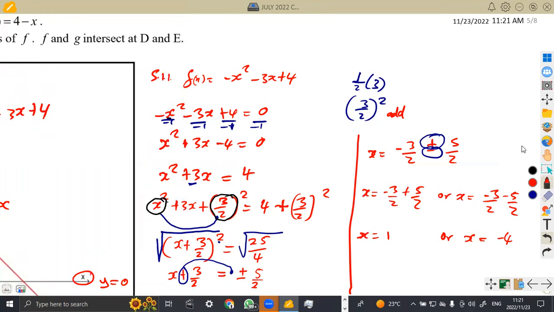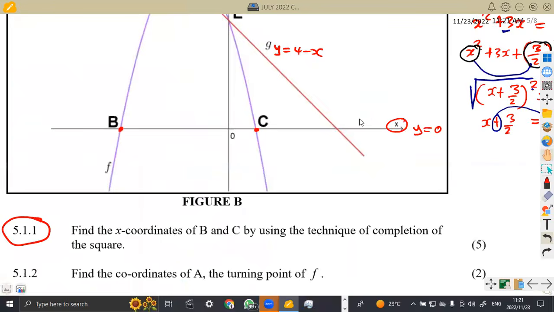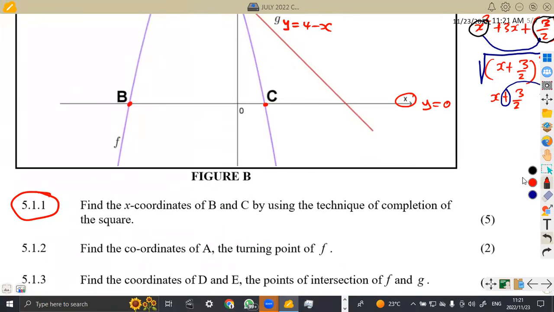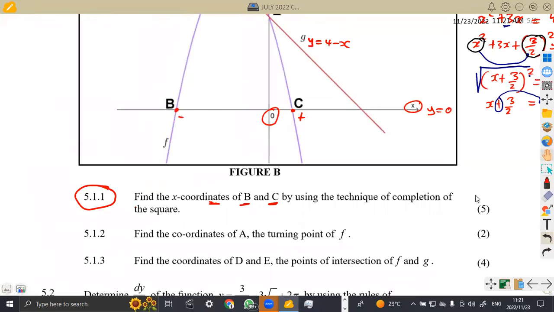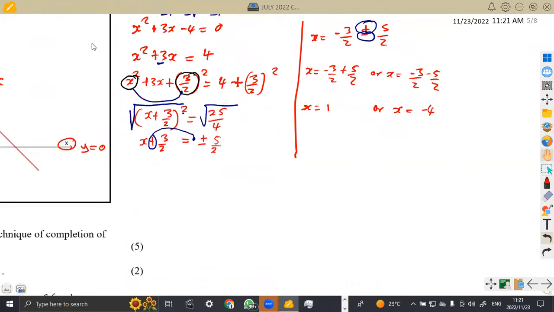So take note of the question. Let's get back to the question. Let's answer the question here. The question is for us to find the coordinates of B and C. So you're supposed to answer now comparing the values. This is where we have got our 0 here. So which means C is positive and B is negative. So B is going to be negative 4.